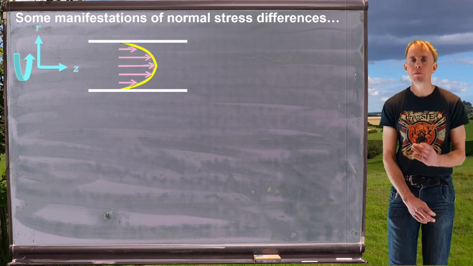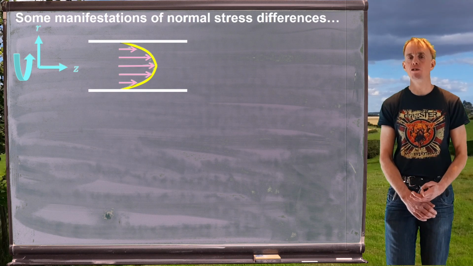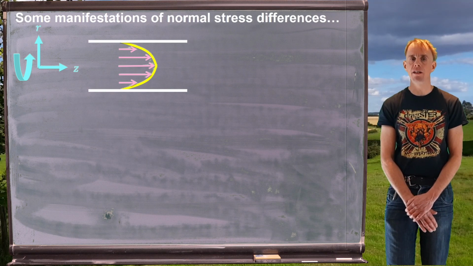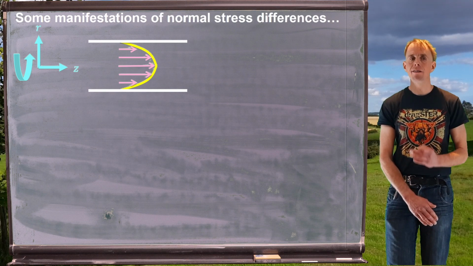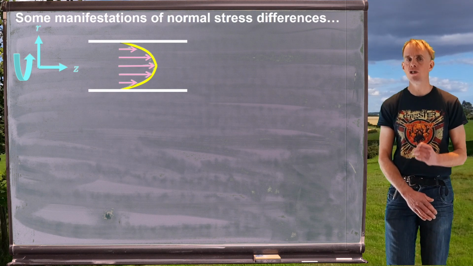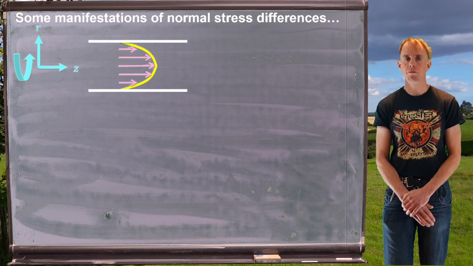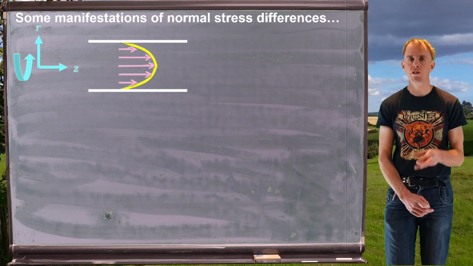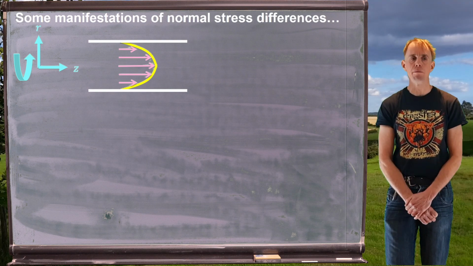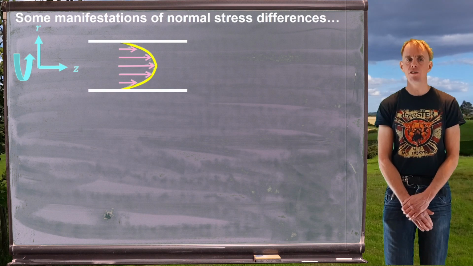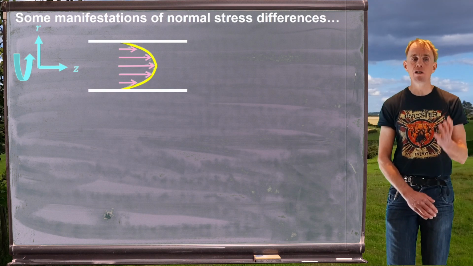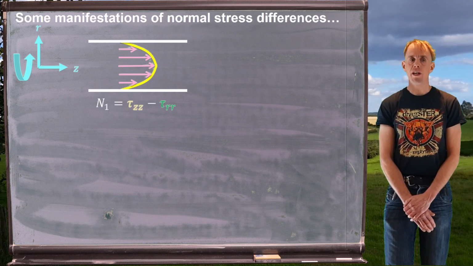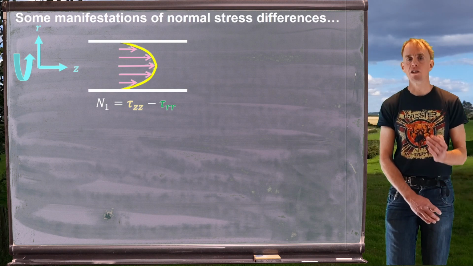Now, we said at the beginning that normal stress differences are responsible for most, if not all, of the unusual flow phenomena that we see with viscoelastic liquids. So let's spend a little time thinking now about some of the manifestations that happen in normal stress differences. Again, let's consider pipe flow, and let's consider what these normal stress differences actually mean for the fluid flowing in this pipe. My flow direction is along the axis of the pipe in the z direction, and my flow gradient direction is radial. So, my first normal stress difference, therefore, is tau zz, my flow direction, minus tau rr, my gradient direction.